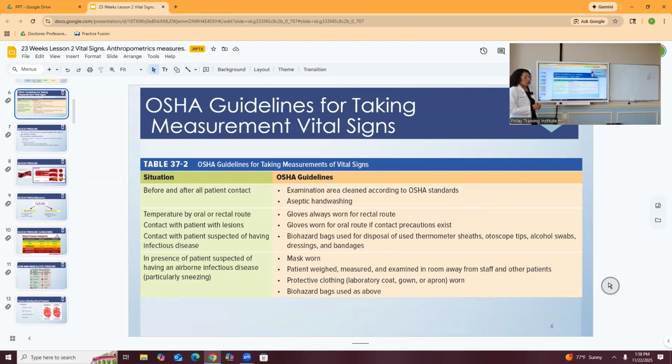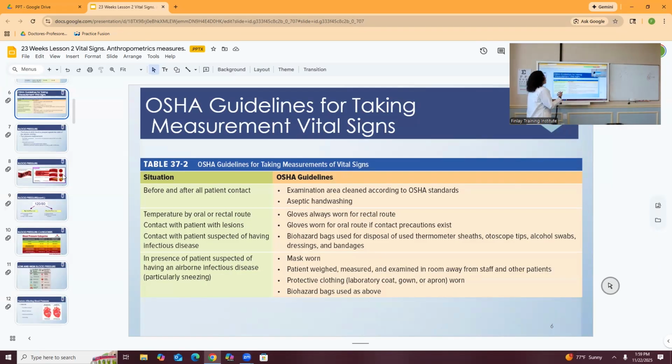We have to take care and count OSHA. OSHA is that facility that is going to give us the guidelines of how we have to protect ourselves in our work environment. We work with patients that we have to assume that they are sick until we can prove that they are not sick.